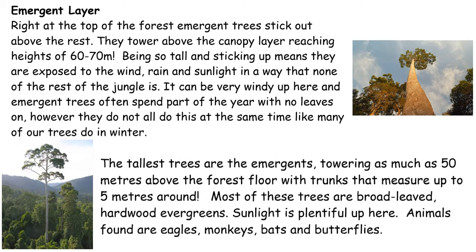Now, the tallest trees of the emergent layer tower as much as 50 metres above the forest floor, with trunks that measure up to 5 metres around, so I would not be able to wrap my arms around those trees. Most of these trees are broad-leaved, hardwood evergreens. That means they keep their leaves most of the year. Sunlight is plentiful up here. Animals found: eagles, monkeys, bats and butterflies. Okay, things that can try and stay out of the way of prey.